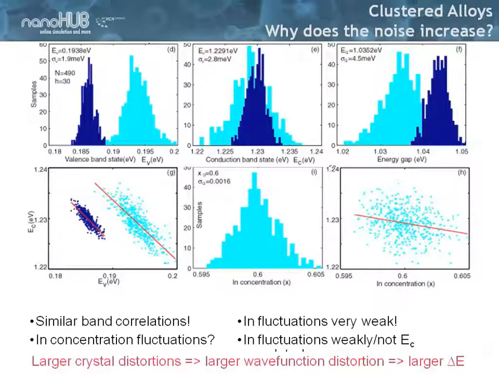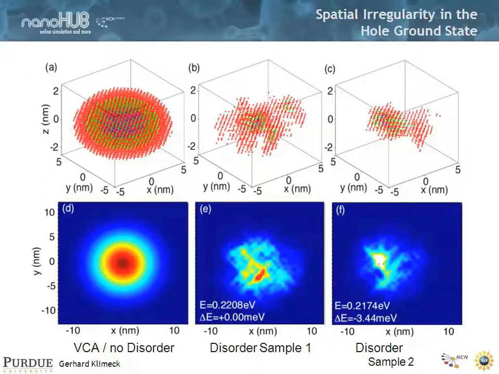So the only thing that we feel is really left over is the larger crystal distortions, which lead to larger wave function distortions, which lead to larger delta E's. So it's really the local arrangement of the wave functions feeling the disorder and the clustering that gives you more fluctuations. Here's the irregularity in these whole ground states again as a reminder. Different samples will vary from one to another.